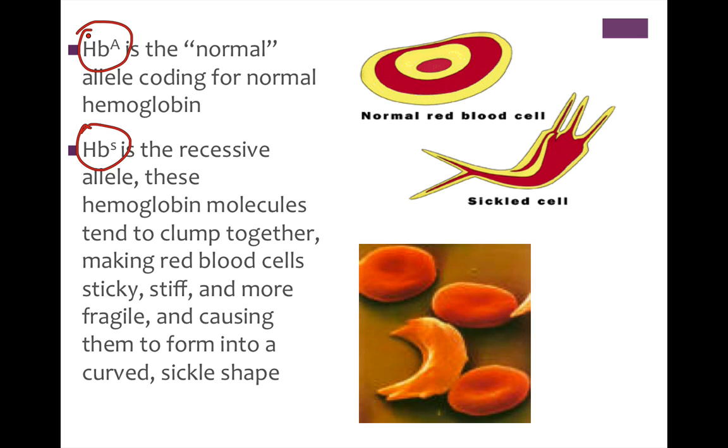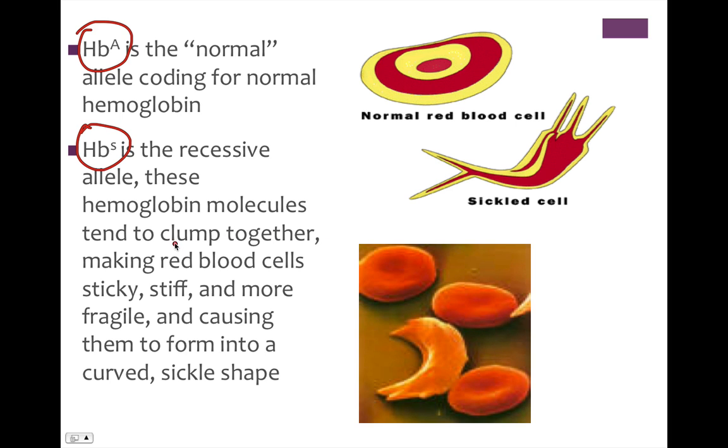So if you get an HBA, you have the normal allele. But remember, you have to get two for each trait that we have. So there's a possibility you could be HBA, HBA, HBA, HBS, or HBS, HBS. The people who wind up getting sickle cell anemia are going to be HBS, HBS. They're going to change shape, like we said, and turn into sickle cells.